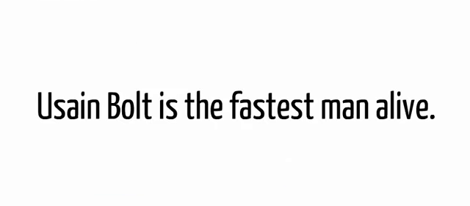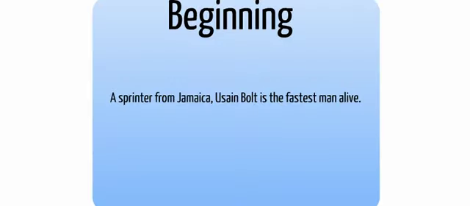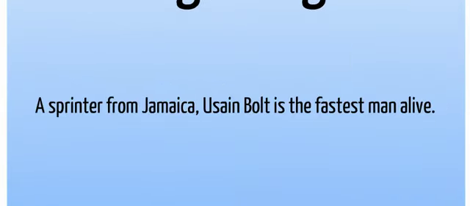Usain Bolt is the fastest man alive. Maybe you watched the Olympics this past summer and saw him win a couple gold medals. Here's an example of an appositive at the beginning of the sentence. A sprinter from Jamaica, Usain Bolt is the fastest man alive. Our base sentence is right here. Usain Bolt is the fastest man alive. This is extra information. A sprinter from Jamaica. It modifies Usain Bolt and gives more information about him.